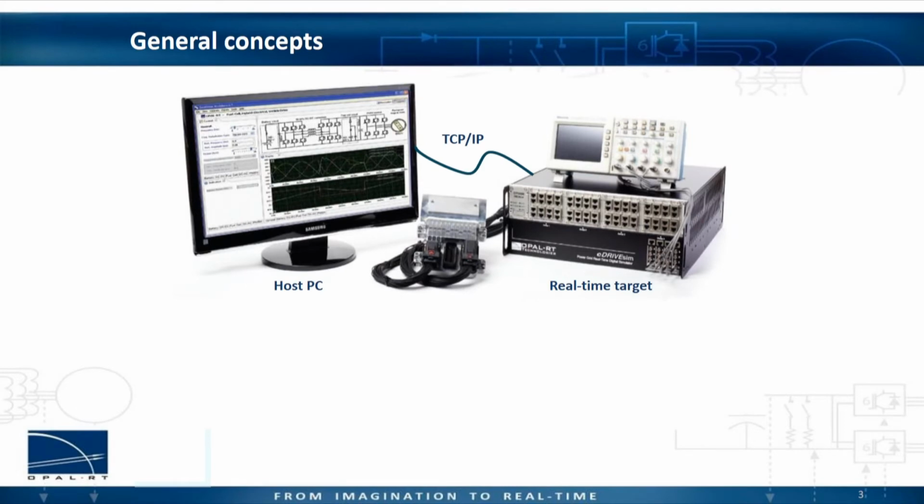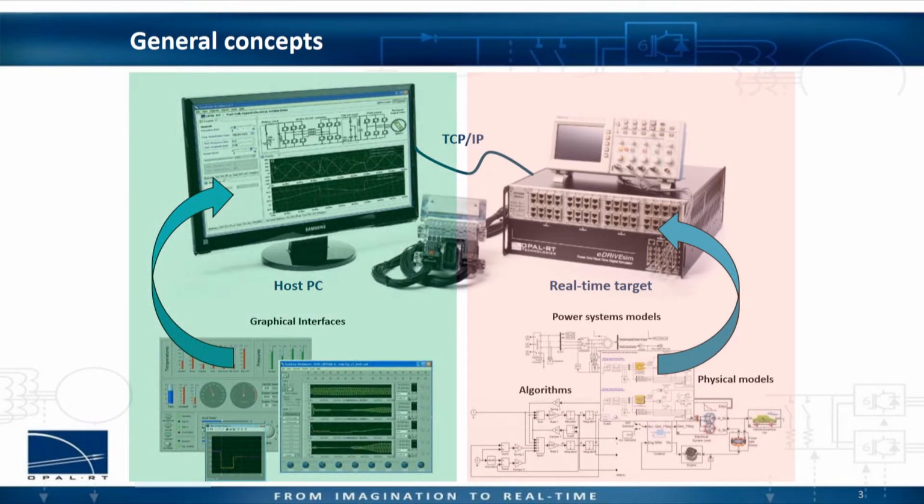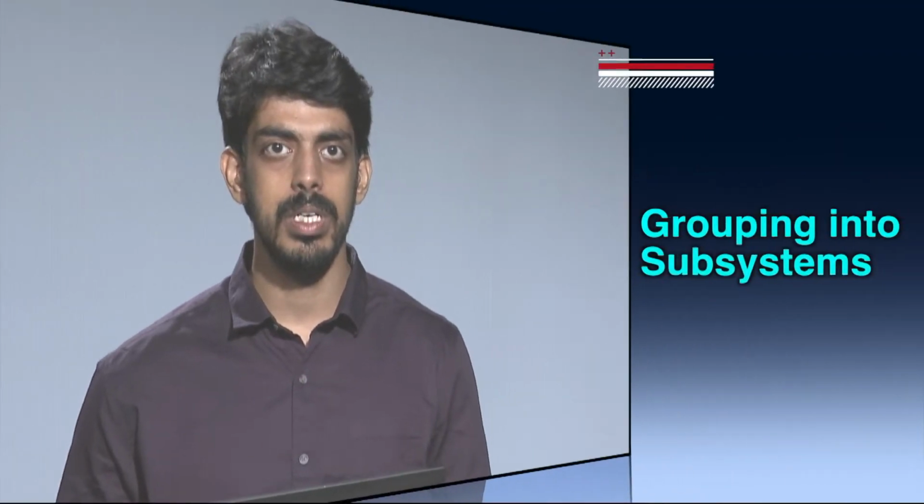Now, this is the total architecture: the hardware, the host PC, the target PC, the interlinking TCP/IP communication channel, then the MATLAB model. Everything is shown in this figure. So we have understood to some extent about the hardware. Now let's go more into the software. As I told earlier, the first step is grouping into subsystem.